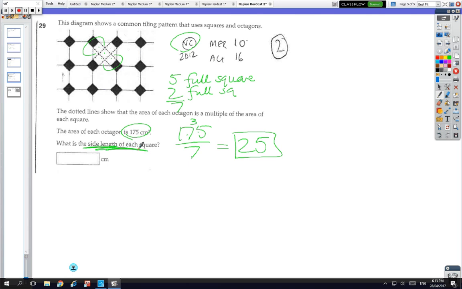So if the square is 25, each side is 5 centimetres. Okay? And that's the end of the question.